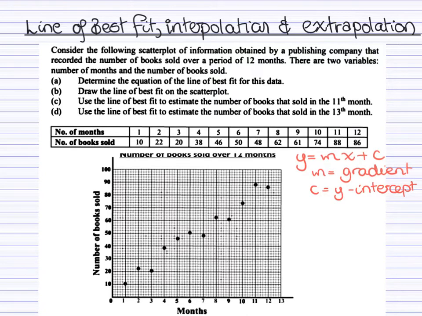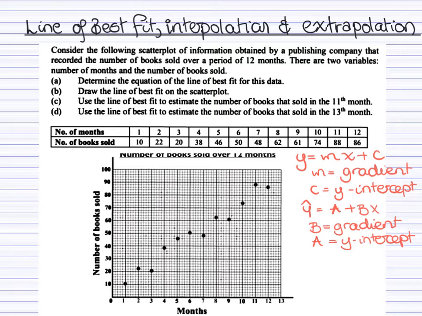You will recall that the equation of a straight line is y equals mx plus c, where m is your gradient or slope and c is your y-intercept. Your calculator represents the equation of a straight line as follows: y equals a plus bx. B in this case is your gradient and a is your y-intercept.